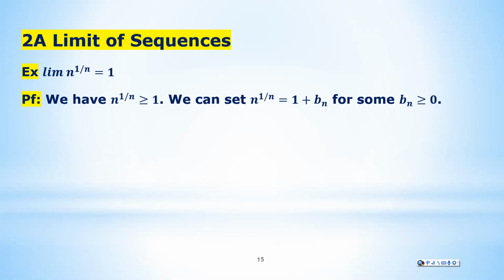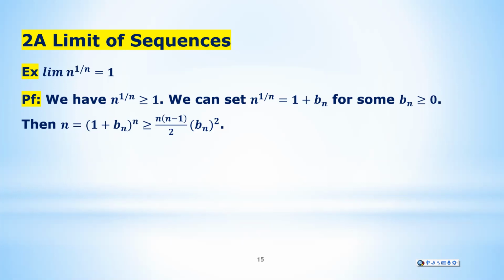The question is, how come in this case b n still goes to 0? So we continue, and we do the same thing. We take the n-th power on both sides. You have n equals 1 plus b n to the n-th power.